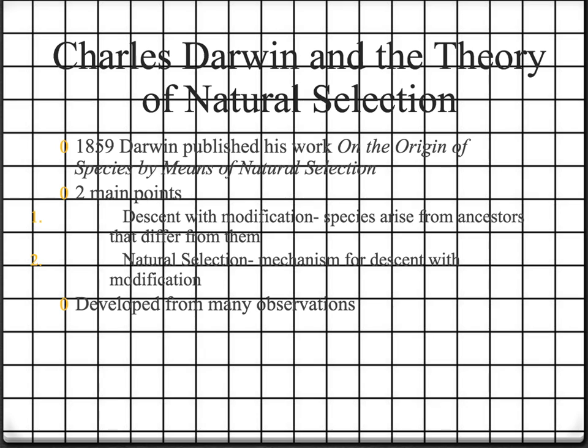The things that were good and useful in the environment were selected for because they help the organism survive. Darwin developed his theory from many, many detailed observations over many years.